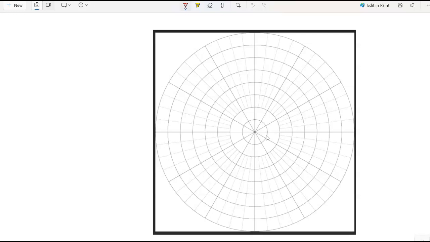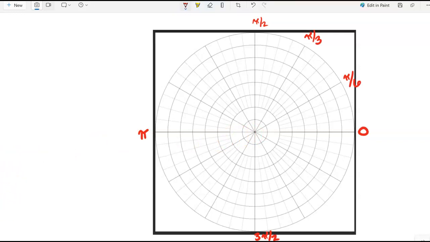If we were to label this, this would be 0 and pi. So we would have pi over 2 here, and then we would have 3 pi over 2 down here. And you can see these major lines here are lining up with pi over 6, so 30 degrees, 2 pi over 6, which is pi over 3, and then we could go around the circle and label all of these.